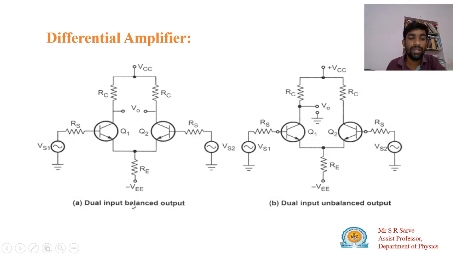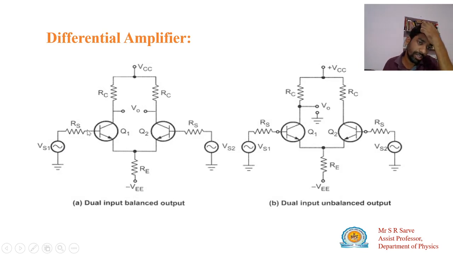So the question is why it is known as a balanced output and why this is known as an unbalanced output. If the output voltage is measured across these two collector terminals, C1 and C2, between these two collector terminals, then it is known as the balanced output differential amplifier. Why is it known as a differential amplifier? Because it amplifies the difference between VS1 and VS2.